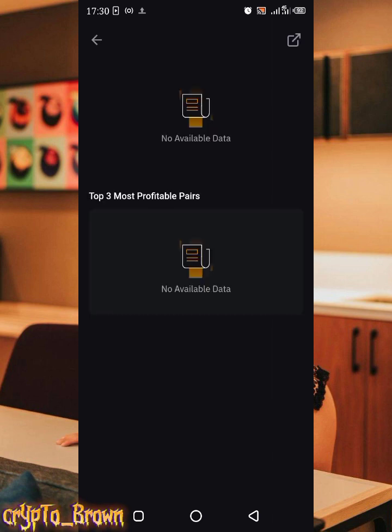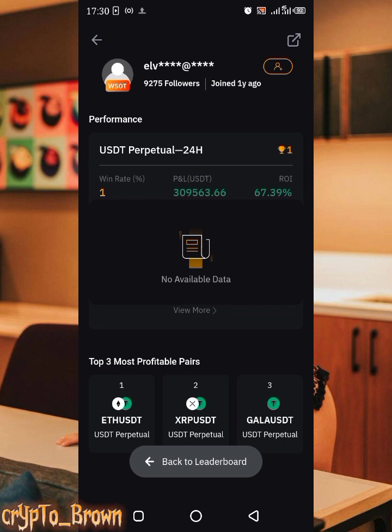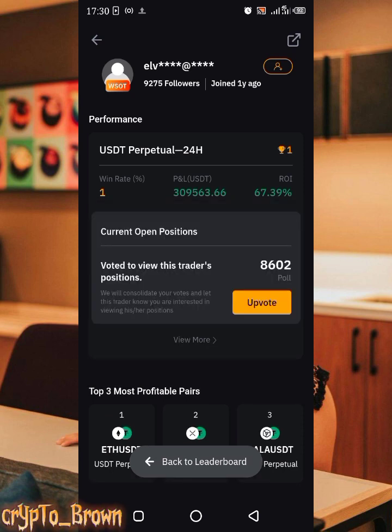So you can upvote, or vote for the person to show his trading positions. You can choose to upvote, you can follow that person, and you see how long that person has joined Bybit as well.